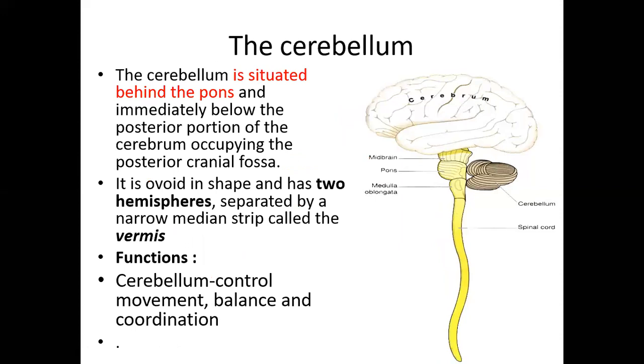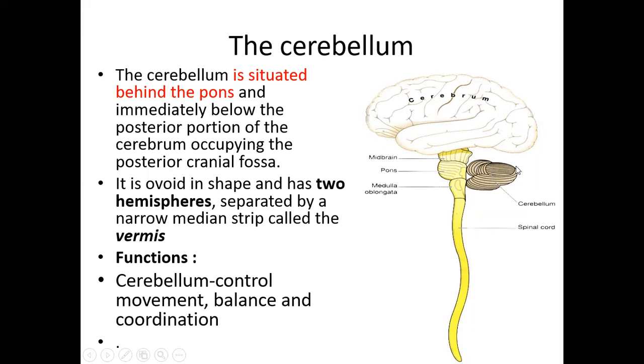Now coming to the cerebellum. After the cerebrum, the spinal cord. Now we are talking about the cerebellum, which is also said to be the small brain. The cerebellum is situated behind the pons and immediately below the posterior portion of the cerebrum, occupying the posterior cranial fossa.